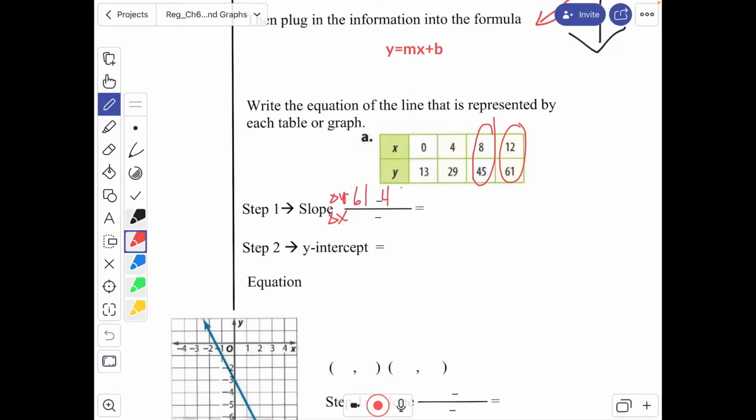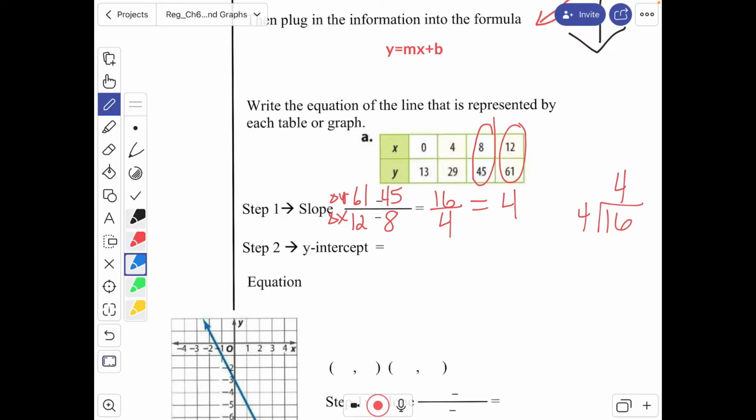So 61 minus 45. And the x that went with 61 is 12. And the x that went with 45 is 8. Then we work that out. 61 minus 45 is 16. And 12 minus 8 is 4. And then we simplify. You can either simplify or 16 divided by 4, you can just divide it out because it's improper. And that equals 4. So the slope is 4.